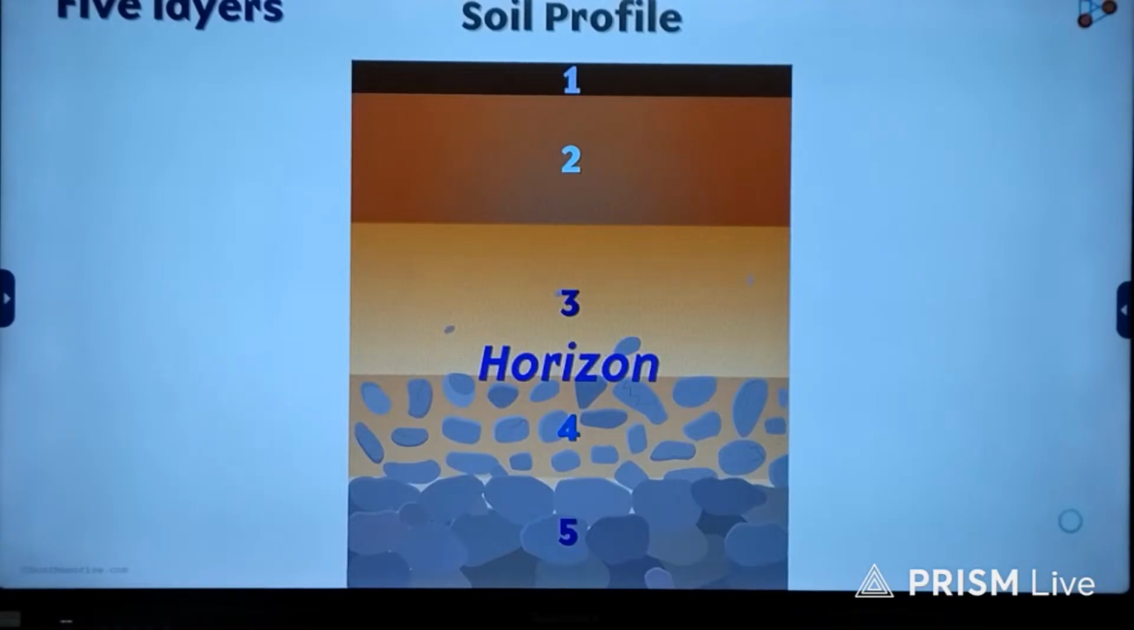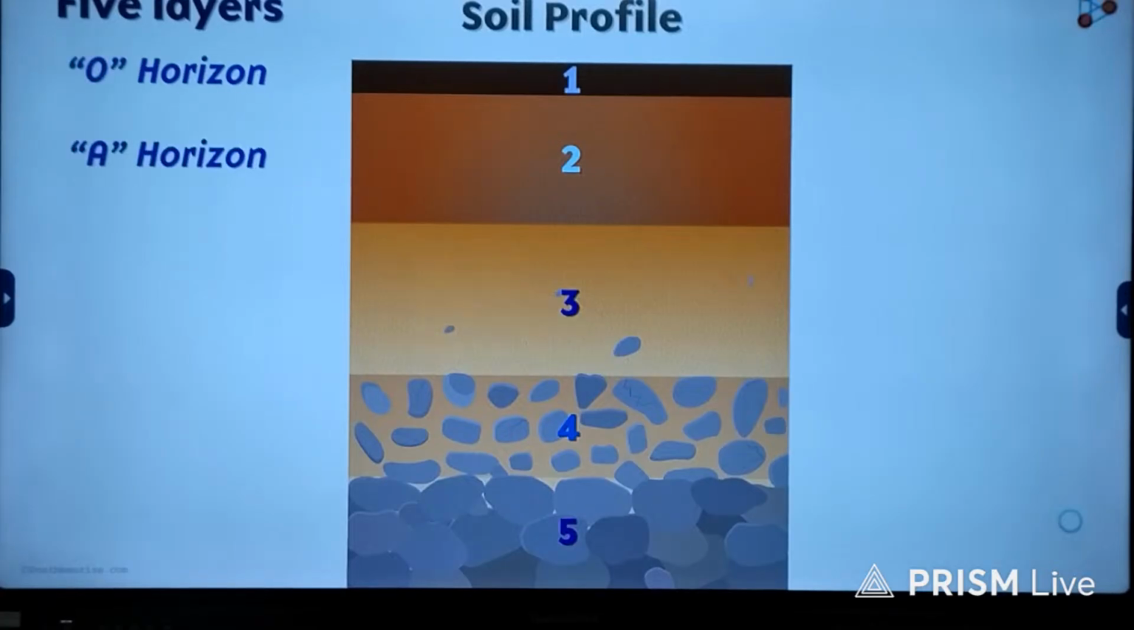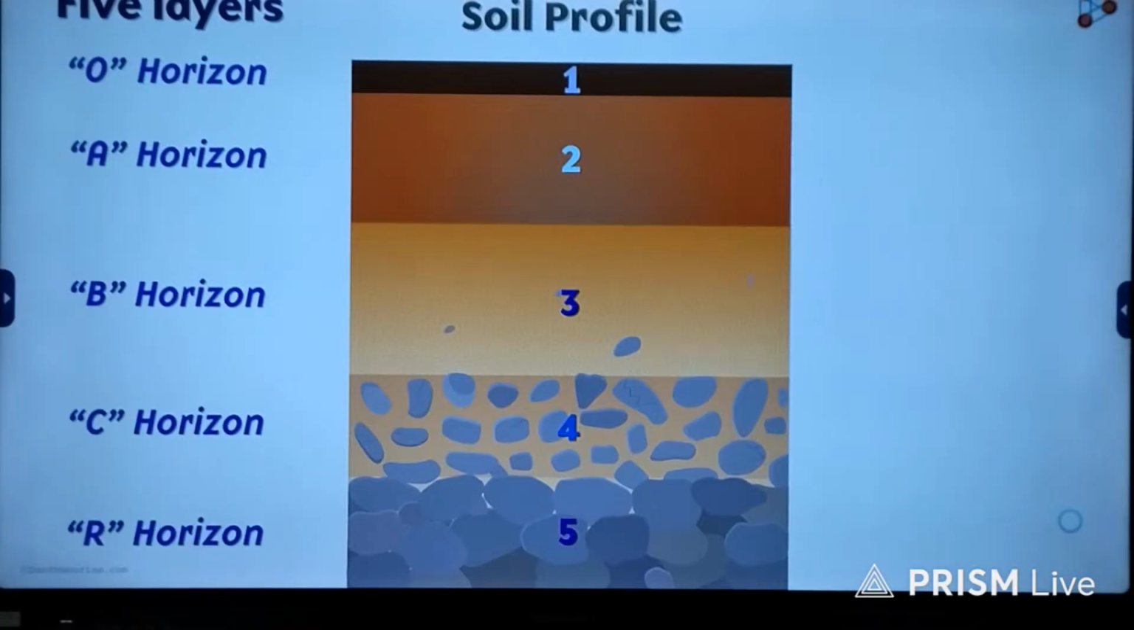So the topmost layer is called the O horizon. Next comes the A horizon, which is followed by the B horizon, then the C horizon, and lastly the R horizon. Let us look at each layer and its significance in the upcoming video.